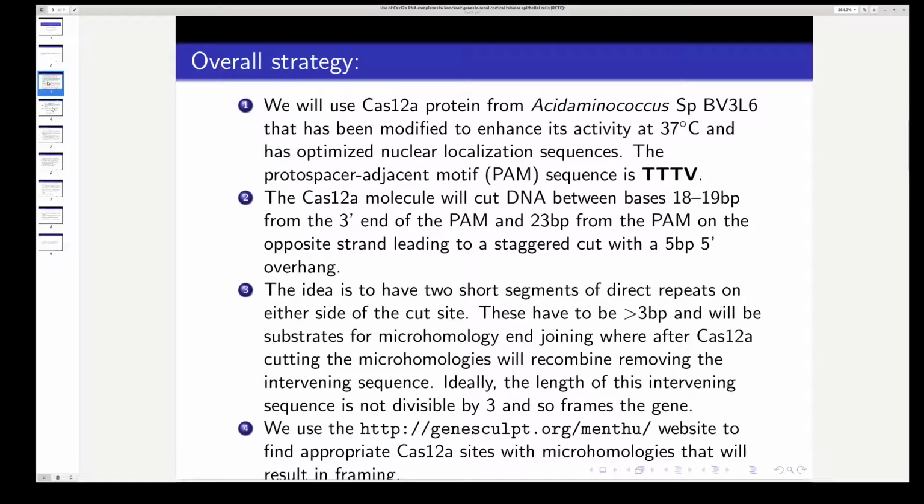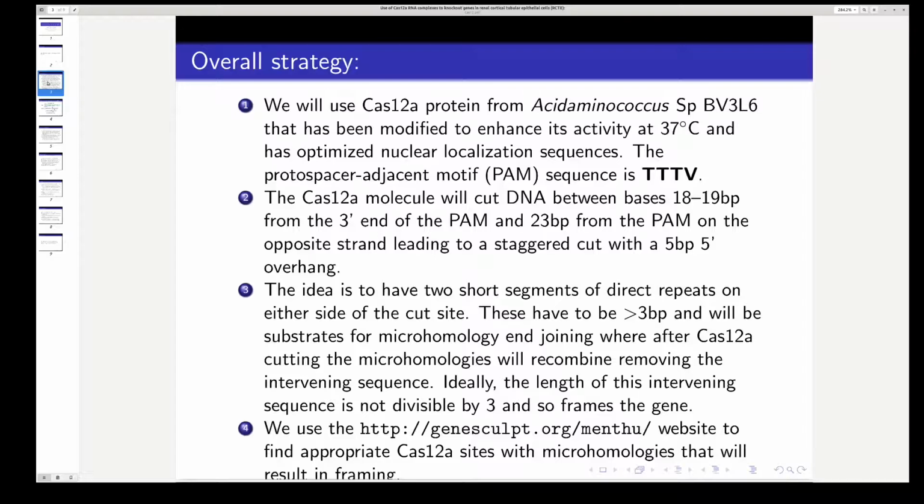So the overall strategy is that we'll use Cas12a protein from Acetaminophococcus species BV3L6. Now, this has been modified to enhance its activity at 37 degrees, and it has optimized nuclear localization sequences. The protospacer adjacent motif, the PAM sequence, is TTV, where V is not U and it's not T, so it can be either A or C or G, okay? And so that's a critical thing.